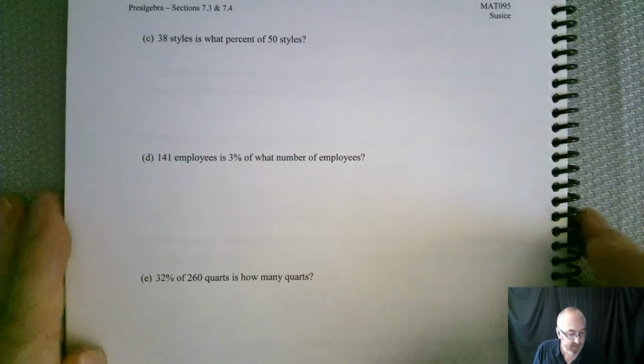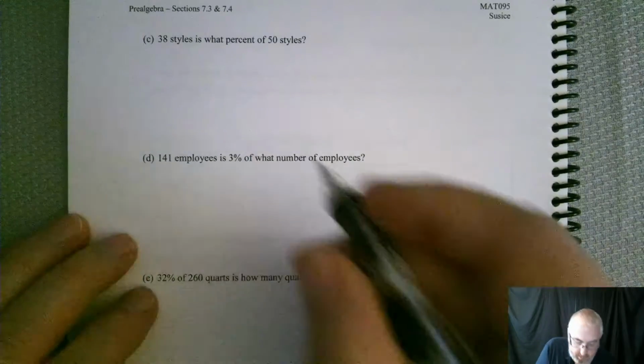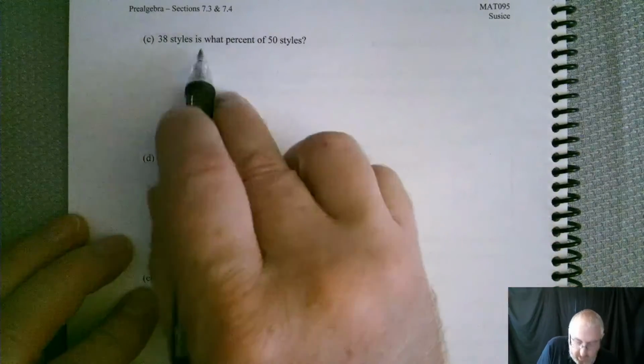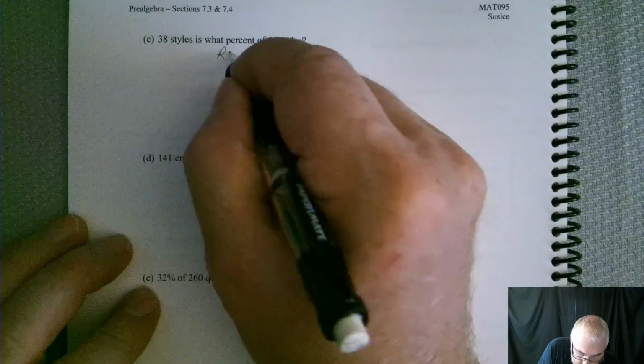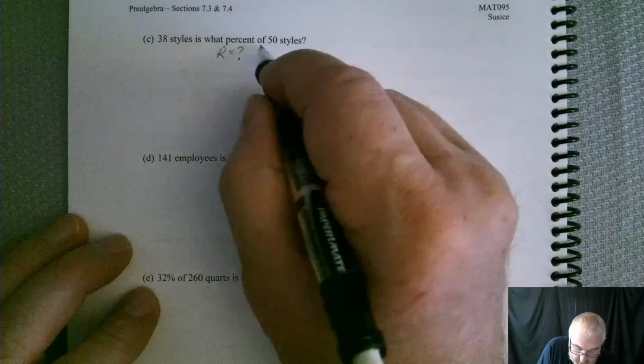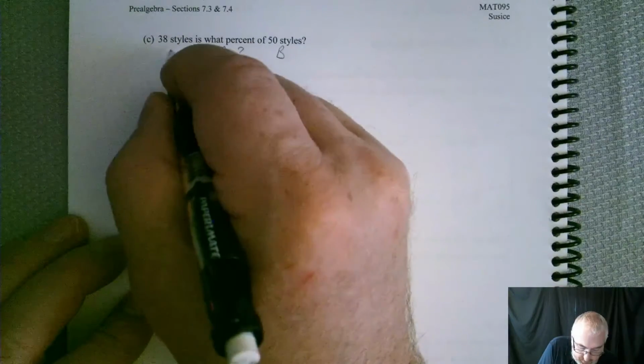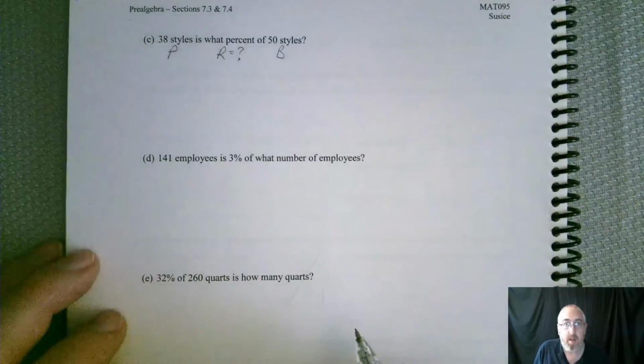So we have 38 stiles is what percent of 50 stiles? All right, so what's what in this case? So what percent? Well, that's going to have to be our R. 50 stiles, of 50 stiles, so that's going to have to be our base. And so 38 must be our P.